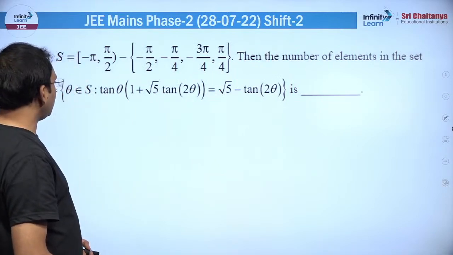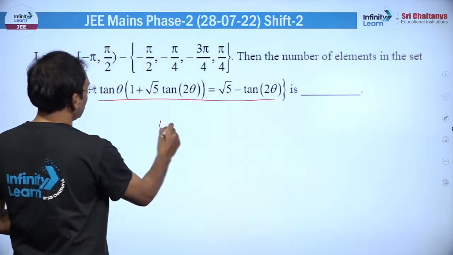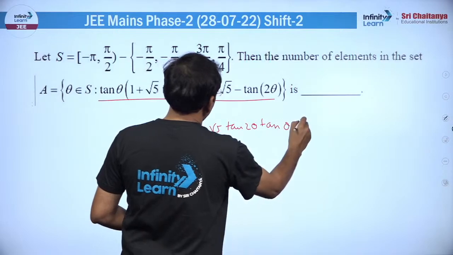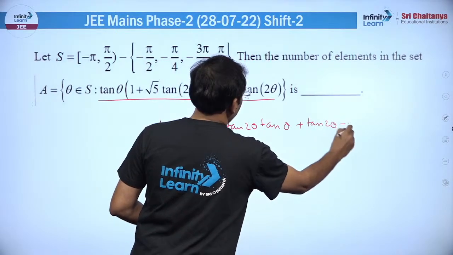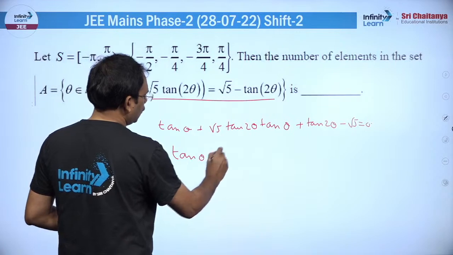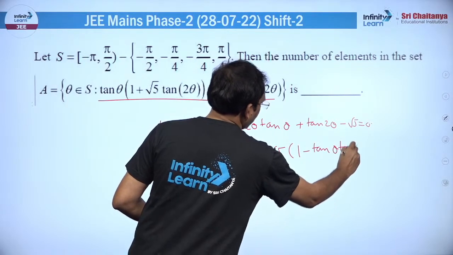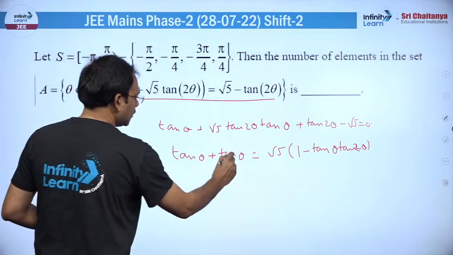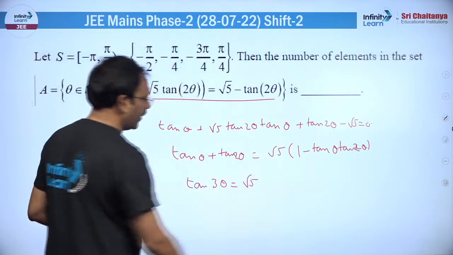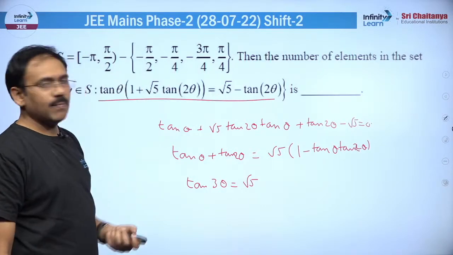Next, my dear friends, this is going to be, you see, the trigonometric equation. You can write (tan theta plus root 5 tan 2 theta)(tan theta plus tan 2 theta minus root 5) equal to 0, right. You can say, my dear friends, tan theta plus tan 2 theta is equal to root 5 into 1 minus tan theta into tan 2 theta. You just bring this term to this side. So this is going to be tan A plus tan B by 1 minus tan A tan B, which means tan 3 theta is equal to root 5. So root 5 is not one of the familiar angles which we remember, but there is no problem with these angles.